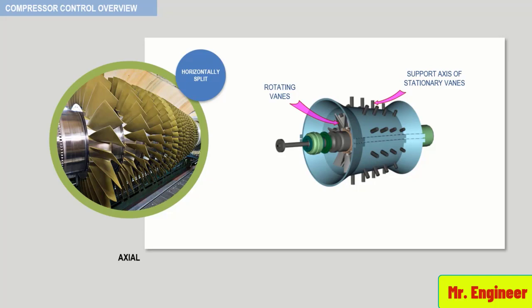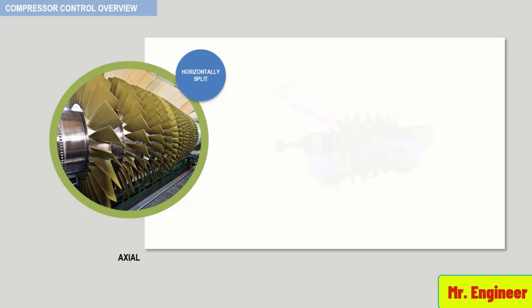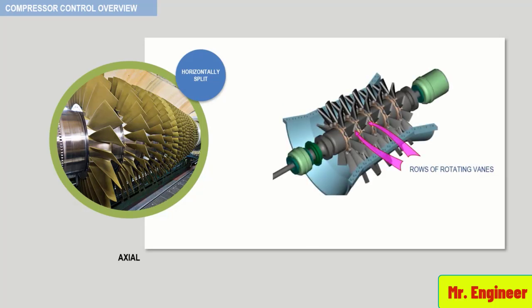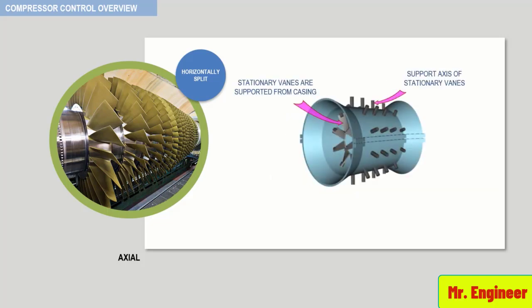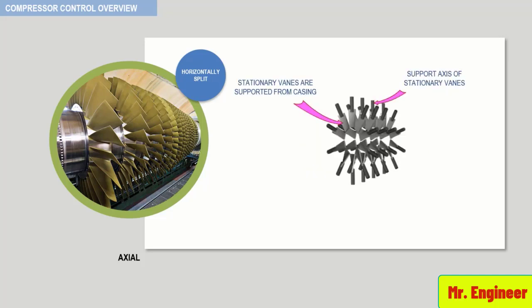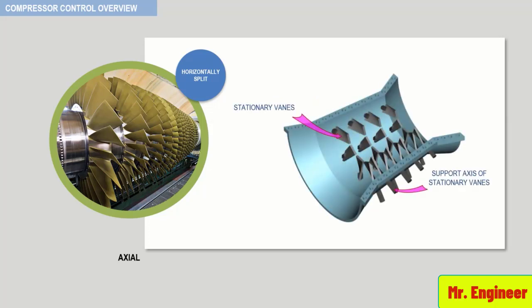Now, a view showing only the rows of rotating vanes in the upper half is seen here. And here, the same view, but this time with the casing completely removed. The rows of rotating vanes are seen here at a different angle. In this view, the stationary vanes, which are supported from the casing, are seen from one end. And now you can see them without the casing. Here you can see the rows of stationary vanes in relation to the bottom casing of the compressor.